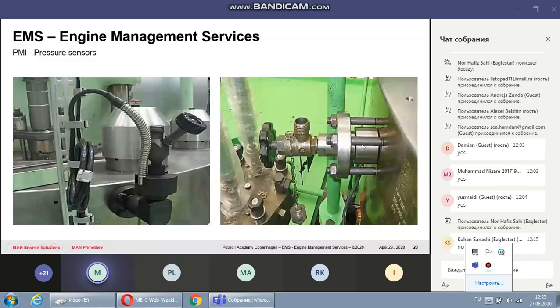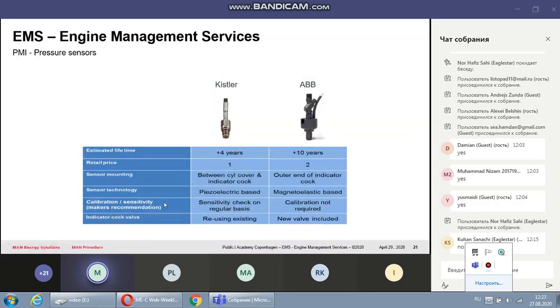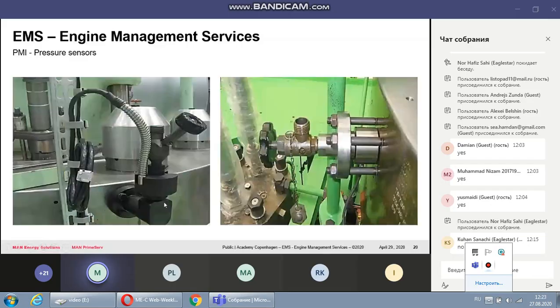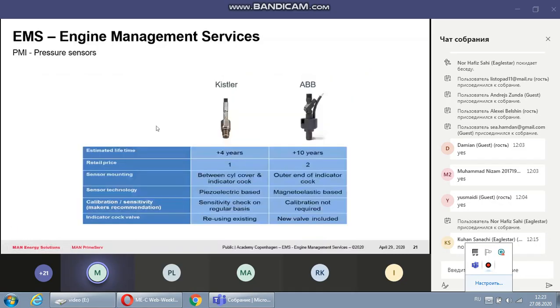Okay. So this is another one, another make. This make is more popular and more trustworthy. Here also, in case you want to connect your calibrating device, we can fix it here. So that is how you do this job. So Kistler, the lifetime is almost 4 years, while ABB, you get a life of 10 years.